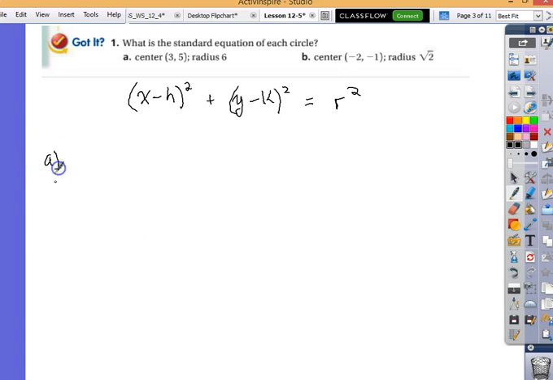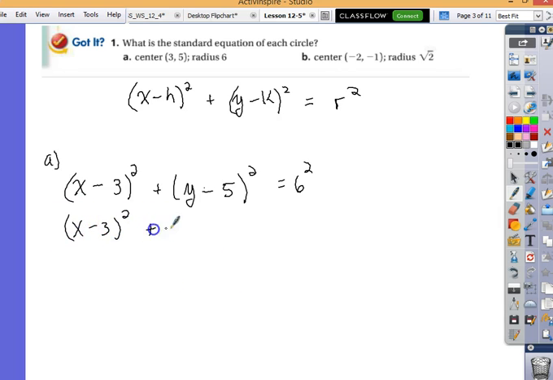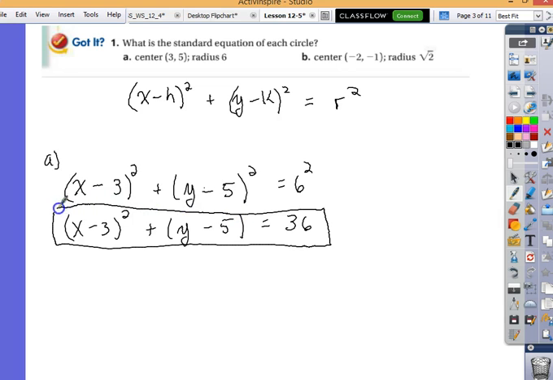So for A, I had a center of 3 and 5. So I'm going to replace the h value with 3 and the k value with 5, respectively. And then the radius was 6. And then all I have to do is evaluate the radius. I don't even care if you write this step. In my opinion, when you're doing something this simple, there's not even a whole lot of work to show. You could just go straight to the answer. So that's the answer right there. I forgot the little squared right here, but that's the answer. Is everybody okay with that?